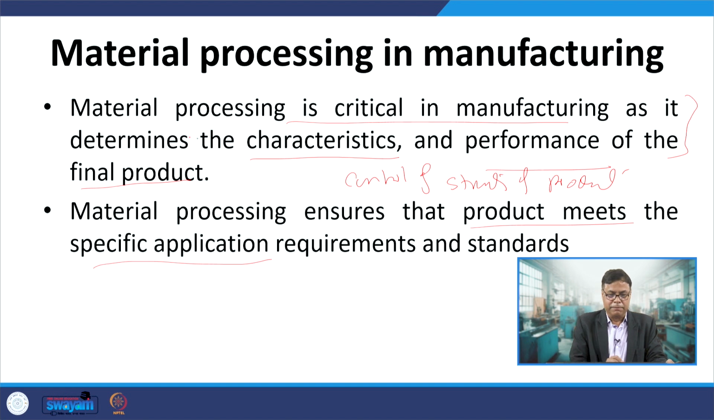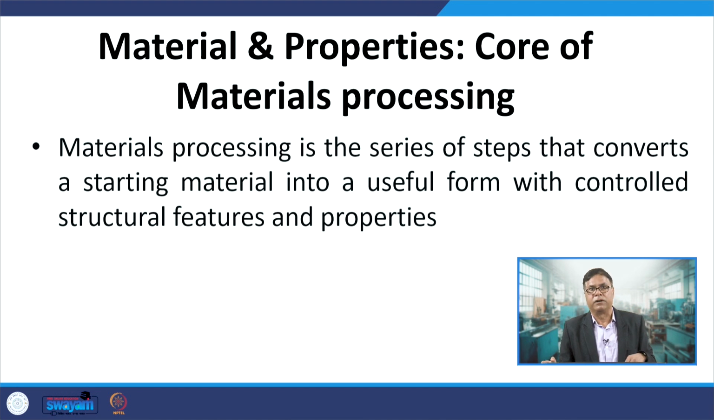So, basically material processing helps in determining the characteristics and performance of the product, and it also helps in making a product which can satisfy the requirements of a particular application and of the standard. Materials and their properties are actually at the core of material processing, since we have to deal with a variety of materials. So, we need to see how the desired structure in a variety of materials can be realized to obtain the desired set of properties.